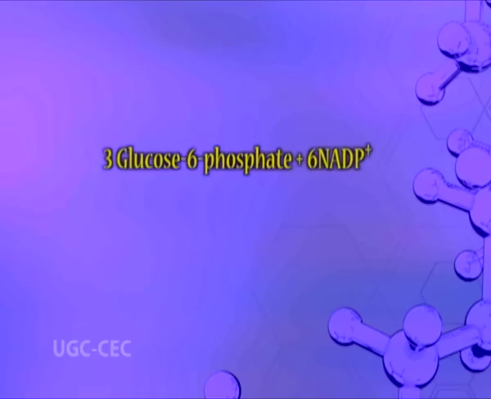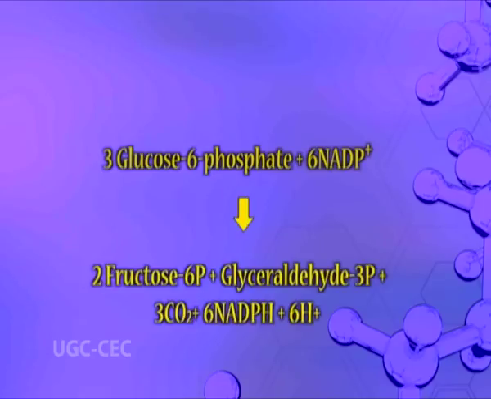Ribose 1-phosphate generated during catabolism of nucleosides also enters the glycolytic pathway in this way, after first being converted to ribose 5-phosphate. The sum of these two phases, 3 glucose 6-phosphate plus 6 NADP+, gives 2 fructose 6-phosphate plus glyceraldehyde 3-phosphate plus 3 molecules of carbon dioxide, 6 molecules of NADPH and 6 protons.